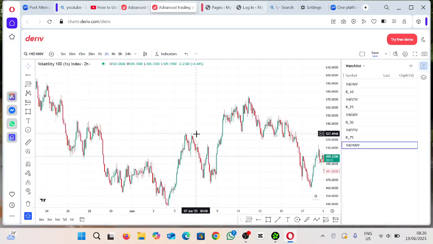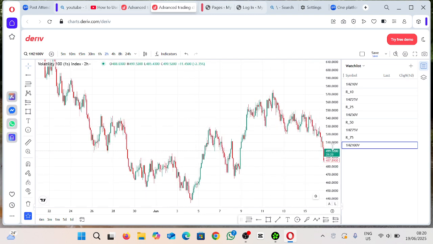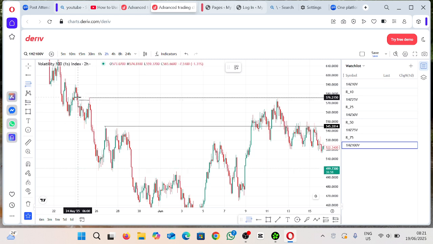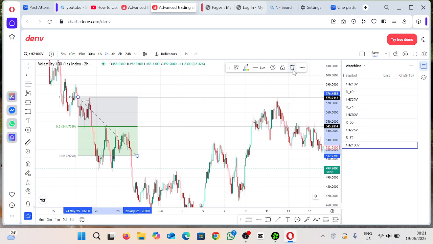Okay, so now what do we see? This is a higher time frame structure. You can see that we have our sweep of liquidity here, and then we have our protected high at this point. And then we have our structural liquidity here. Make sure the structural liquidity is always up to 50%. So let's mark it with a Fibonacci. See, it's 50%, which means it's valid.